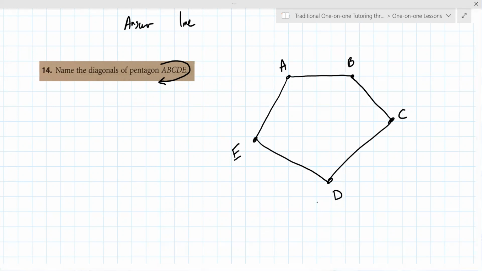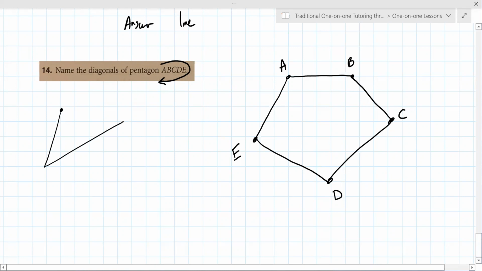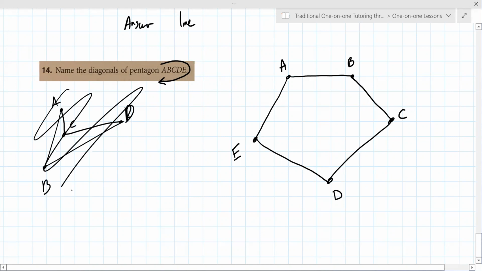Exactly, because you could get some weird things. If I said quadrilateral ABCD, you could say, oh, it's A, that's C, that's B, that's D, and then we're all off. So you've got to do it in order.